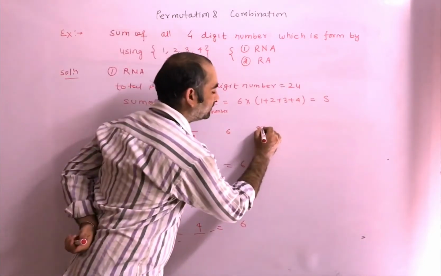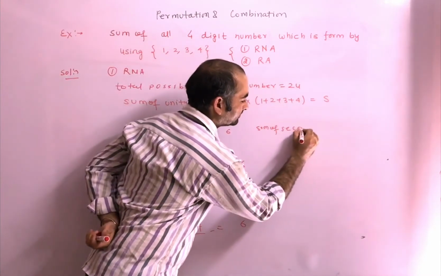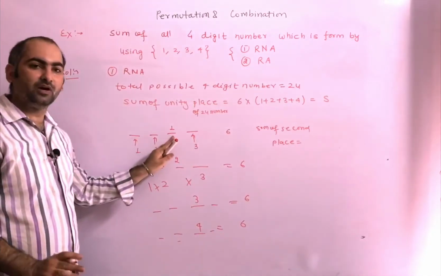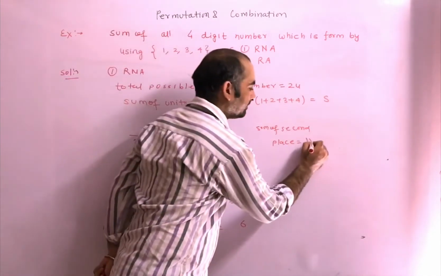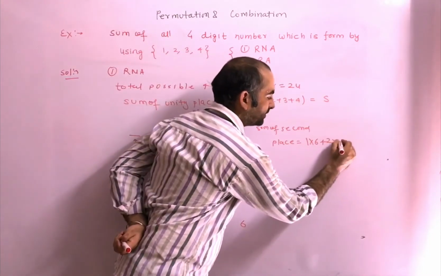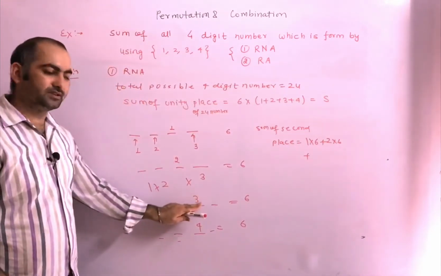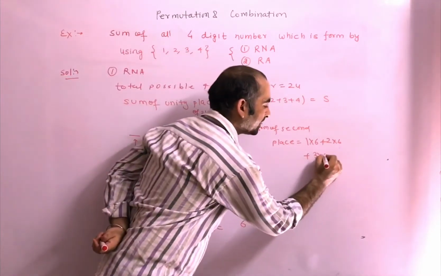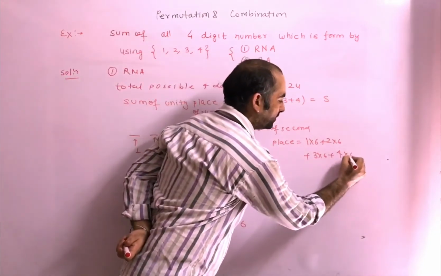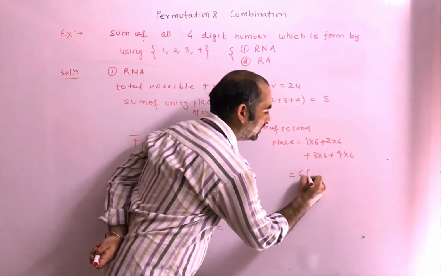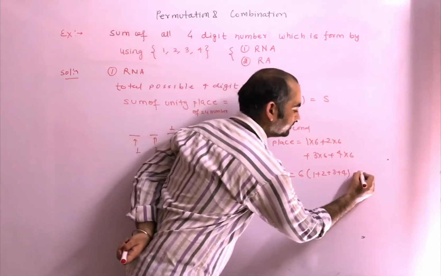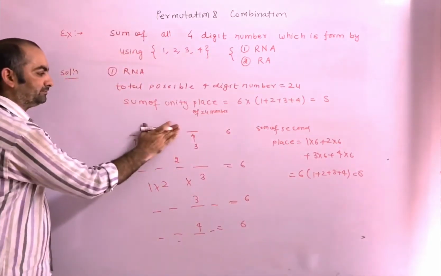Now the sum of the second place. See, 1 is repeating how many times? 6 times. So 1 into 6, plus 2 into 6, plus 3 is repeating 6 times, so 3 into 6, plus 4 is coming 6 times, so 4 into 6. Here also, if I take 6 common, what will come is 1 plus 2 plus 3 plus 4. That will be S.